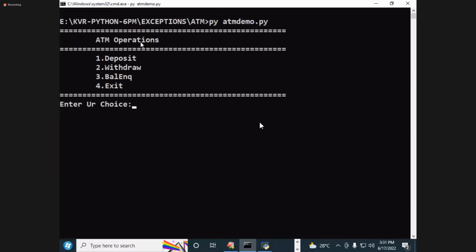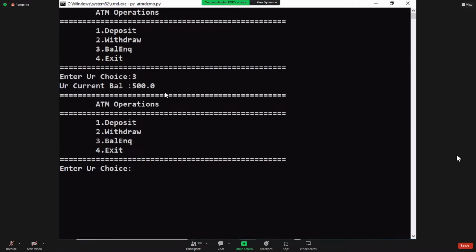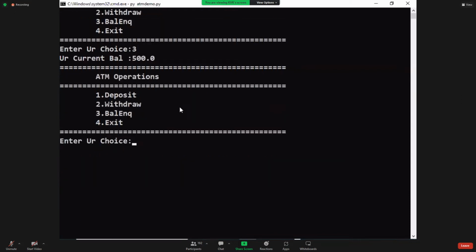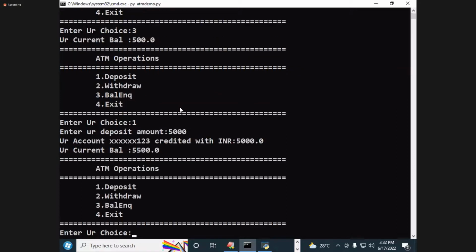Say 3. You need to check it. Balance inquiry. Your current balance is what? Right. First work in a straightforward way, later reverse. Whatever you enter, I will enter. 500. Next what? 1. Enter the deposit amount. 5,000. Your account is credited with INR 5,000. Your current balance is.